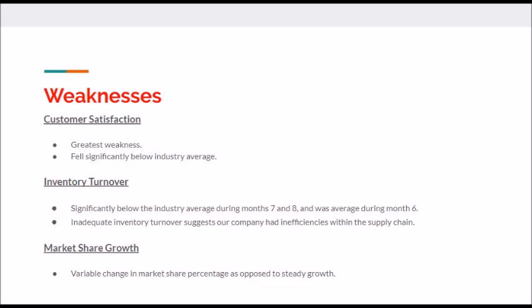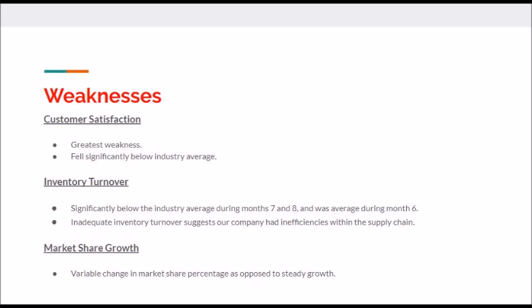Our company shows a variable change in market share percentage as opposed to steady growth. This percentage allows us to understand how much our company holds market share in this industry. In other words, how much of our company's sales make up the total sales of the industry. This is one of our company's weaknesses, as our growth in this area is inconsistent.